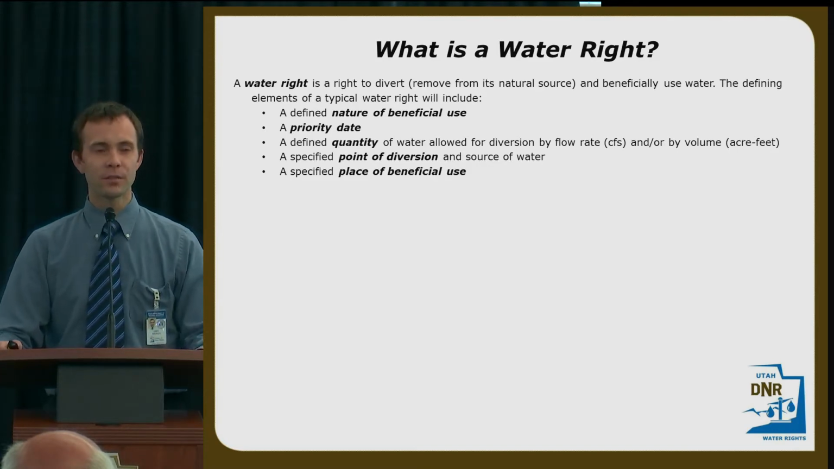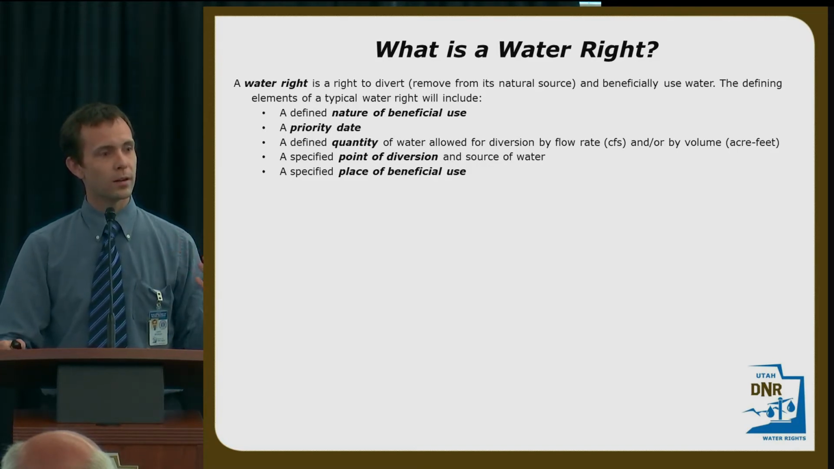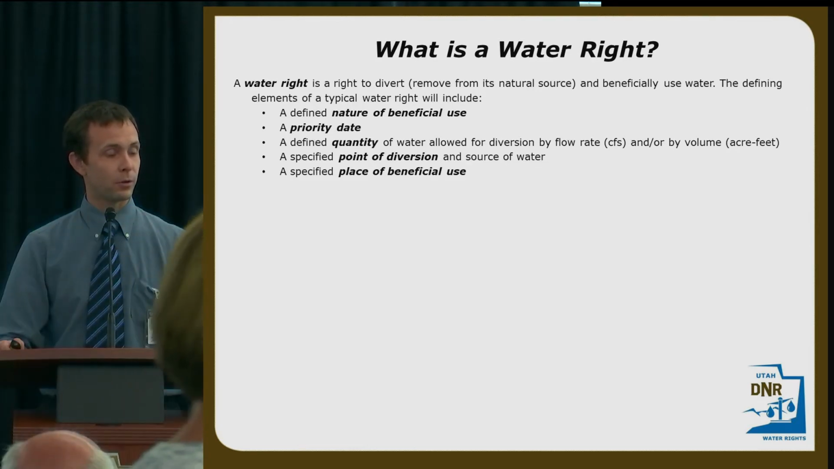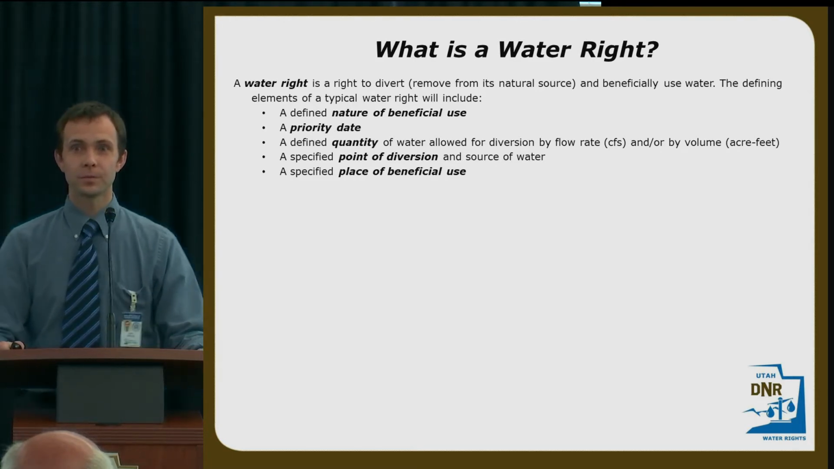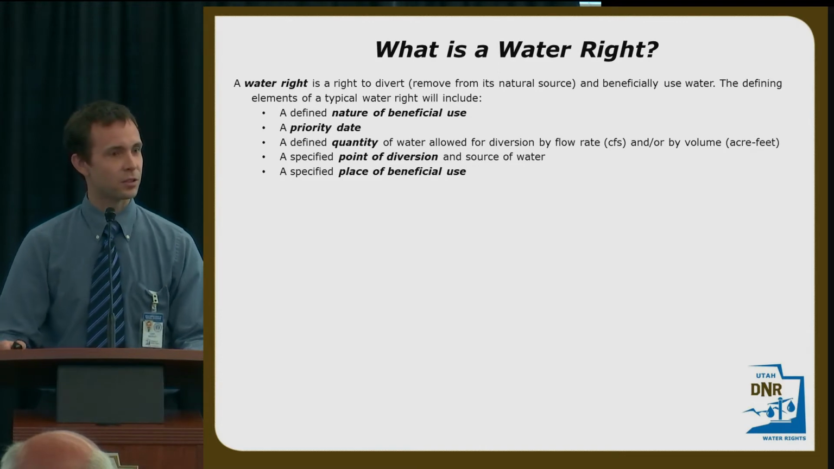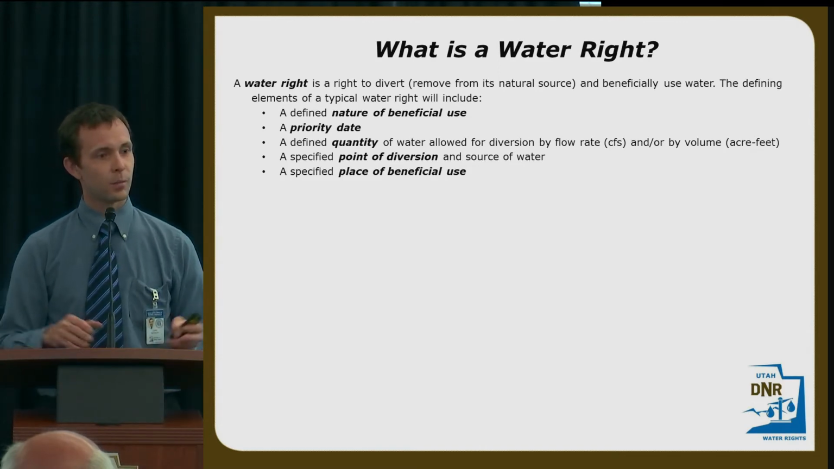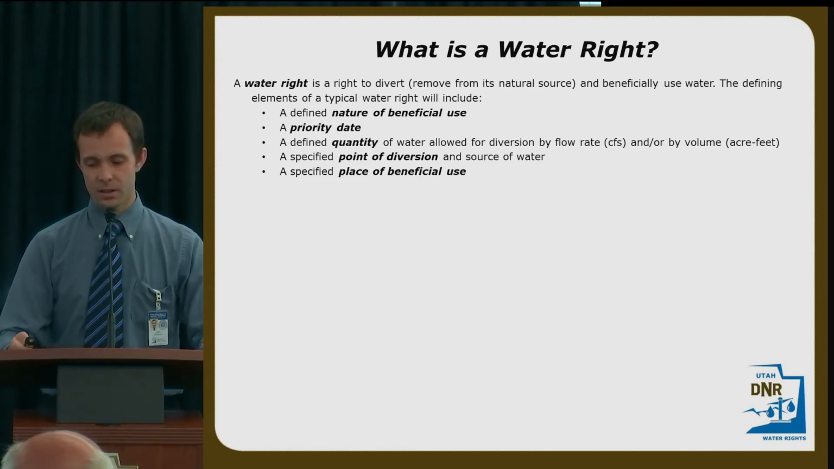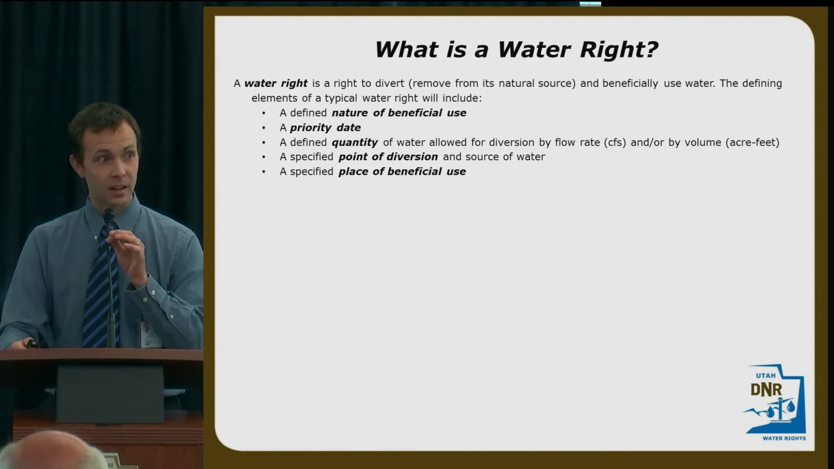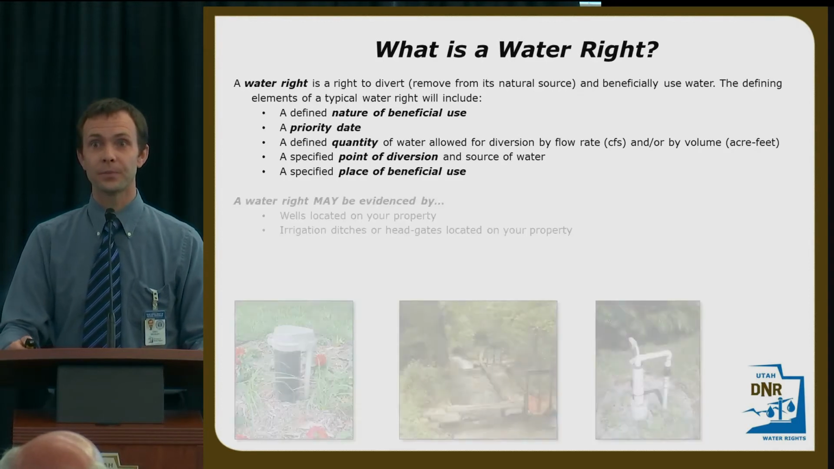A specified point of diversion, which means the exact location where the water is taken. If it's from a stream, it would be a head gate or a pump in the stream. If it's a well, then it would be that point defined by a public land survey location and the source. And a specified place of beneficial use, which would be by the public land survey again, which I already mentioned, and we'll get into that a little bit more in detail in a bit.